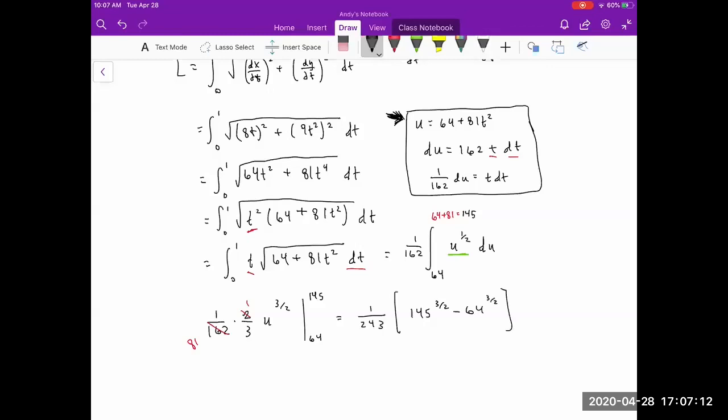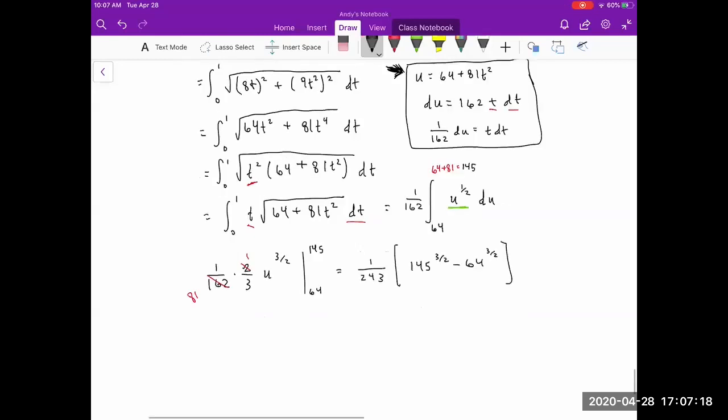I don't think 145 to the 3/2 simplifies, but 64 to the 3/2 does. 64 to the 1/2 is the square root of 64, which is 8, and then 8 cubed is 729. I'm doing all this in my head. But no, you know what? It's not 729, it's 512. I should just use my calculator like a normal person. Anyways, I'm getting 145 to the 3/2 minus 512, all over 243. And that's perfect.